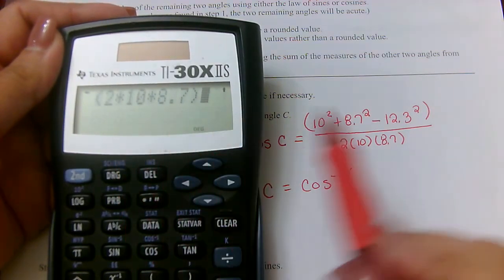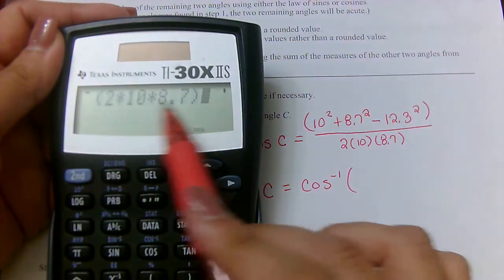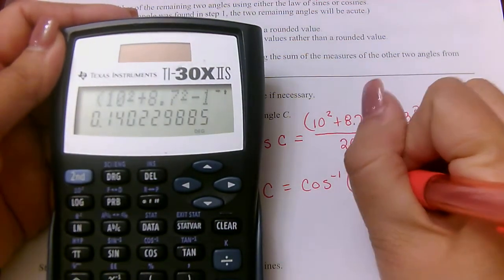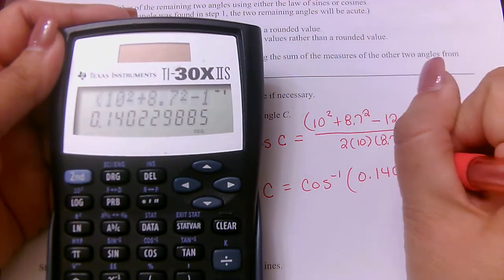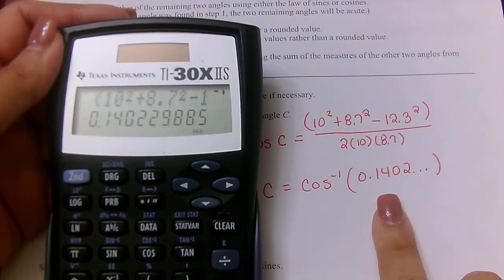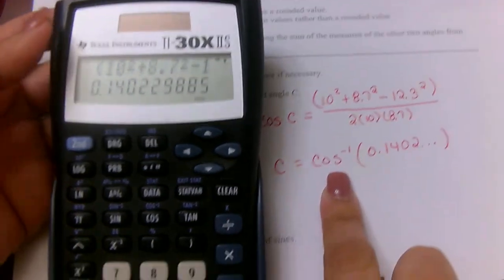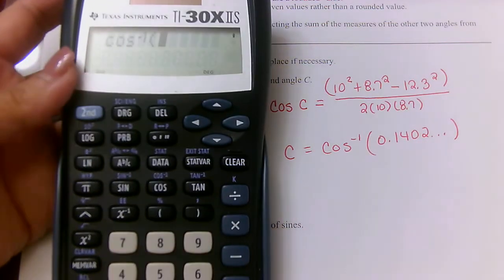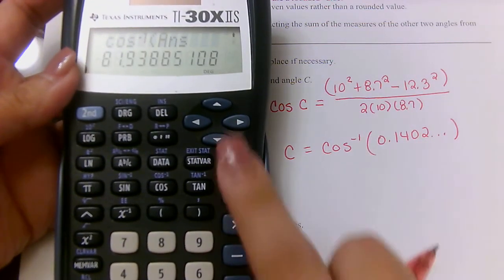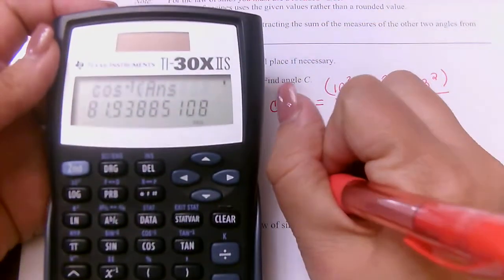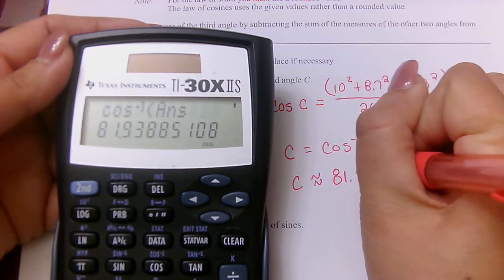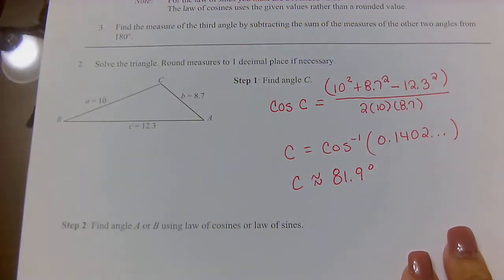Notice that when I did the multiplications in the denominator, I kept it all in one parentheses as well. There's my ratio. I'm going to go ahead and write an approximation here. Okay, and then now I'm going to do the inverse cosine of that ratio. So second cosine, second answer. Okay, and there I get my C. So C will be approximately 81.9 degrees.